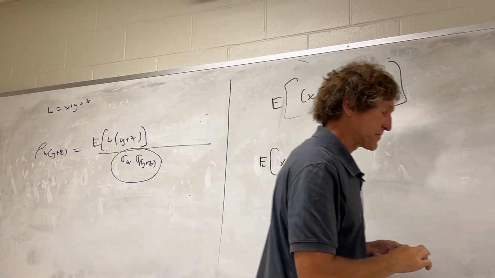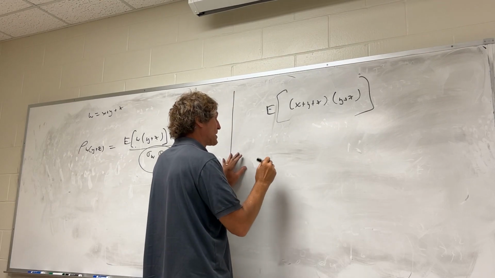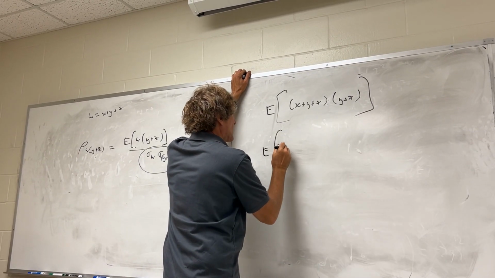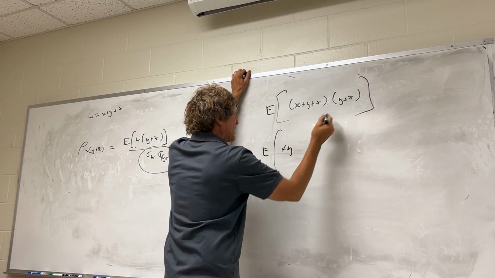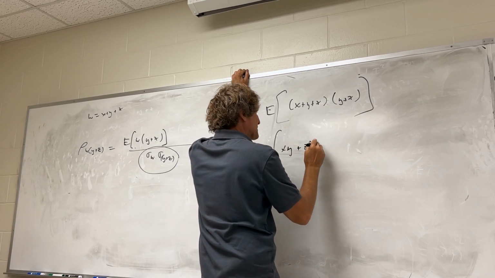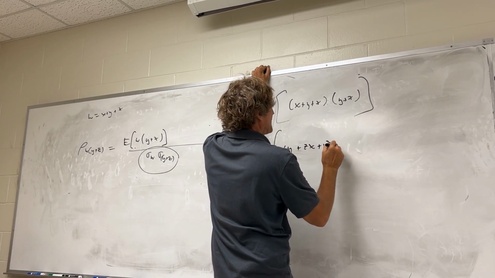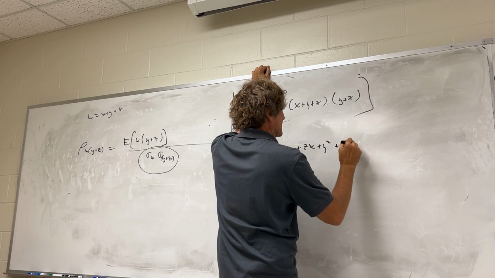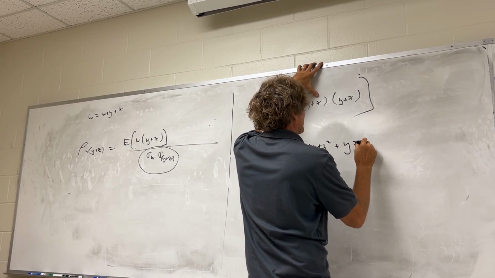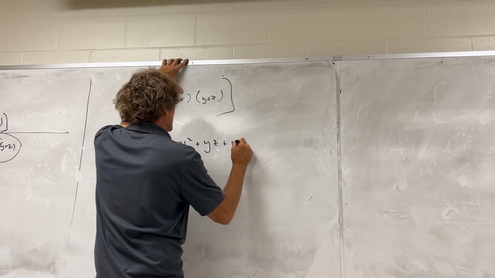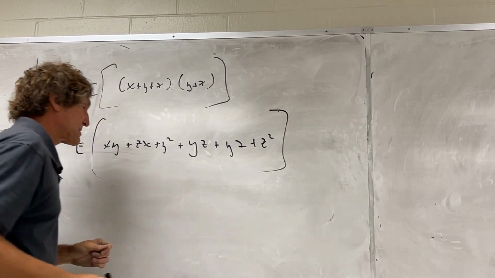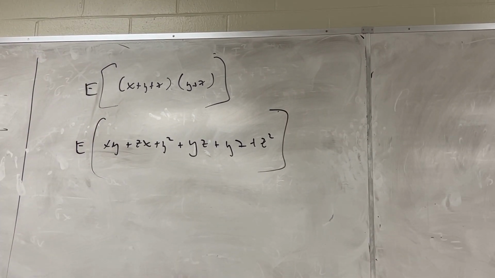Maybe I should do this first. Let me do this. I'm going to multiply the whole thing. That's the expected value of, this whole thing is going to be XY, right? Then I have XZ. Then I have Y squared. Then I have YZ. Then I have the expected value of YZ. And then I have plus Z squared. Now, just take a look at that. Do y'all agree with that, if I multiply the thing out?